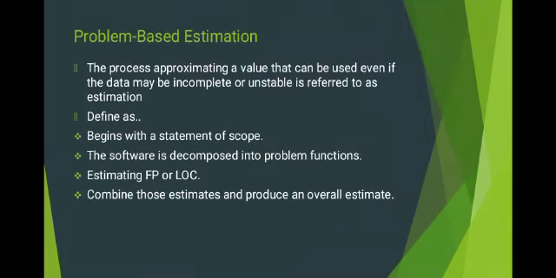First technique is problem based estimation. The process of approximating a value that can be used even if the data may be incomplete or unstable is referred to as problem based estimation. It estimates the software problem as it begins with a statement of the scope. The software is decomposed into smaller problem functions, then estimating function point or LOC, then combine those estimates and produce an overall estimation.